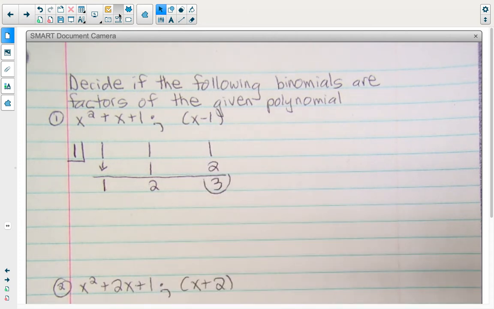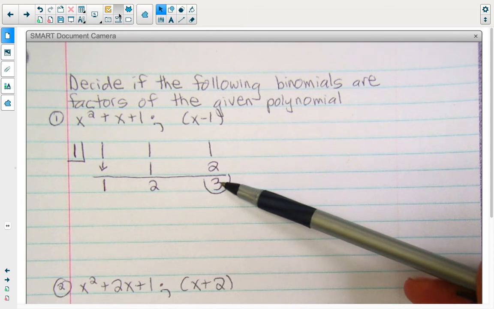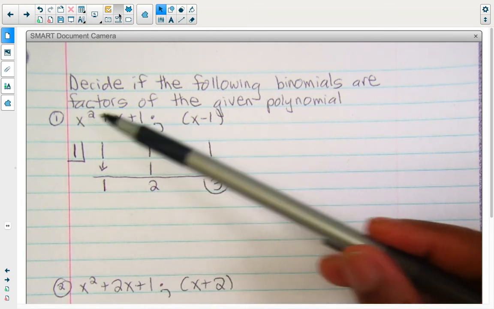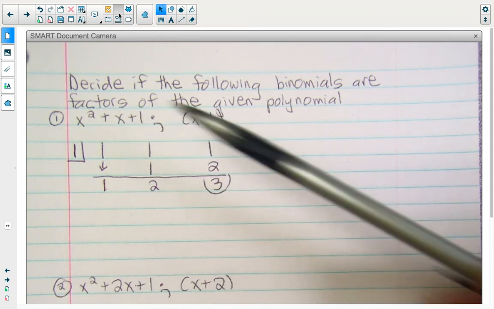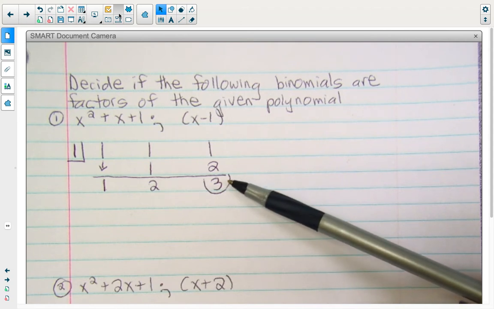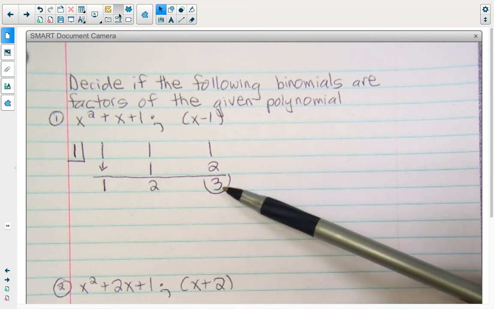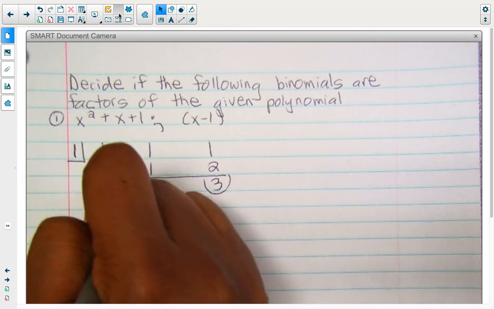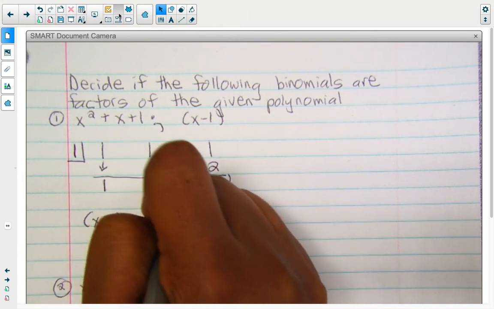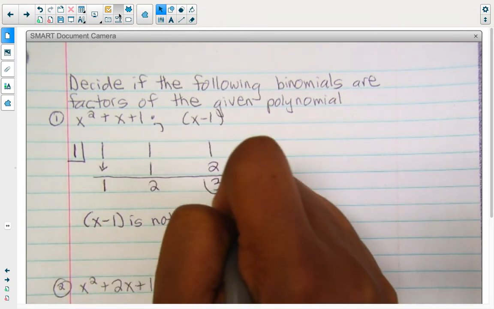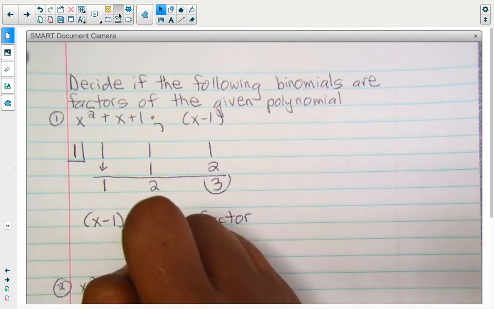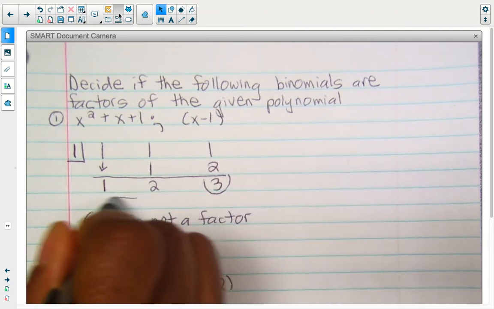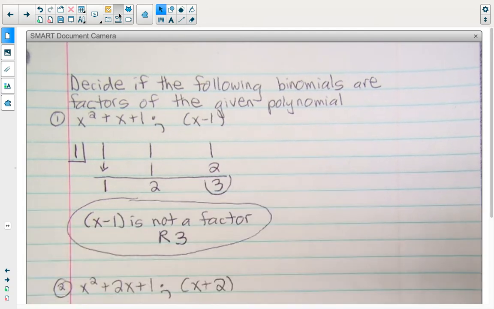So what this tells us is x minus 1 is not a factor of x squared plus x plus 1. How do I know that? Because I got 3 as the remainder. So this last number is your remainder. If I get any other number besides 0, then the binomial is not a factor. So x minus 1 is not a factor, and I got a remainder of 3.